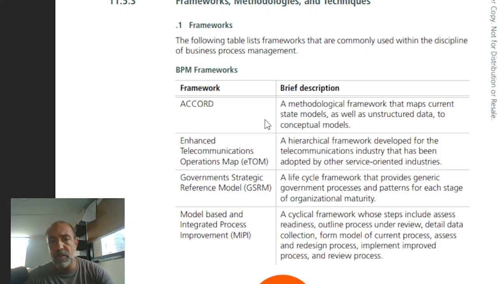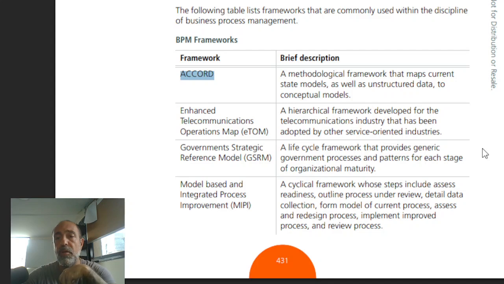What are the frameworks? There's the ARCON framework, which is a methodological framework that maps current state models as well as unstructured data to conceptual models. It's methodological. So it collects unstructured data and current state models and maps them to conceptual models, okay?